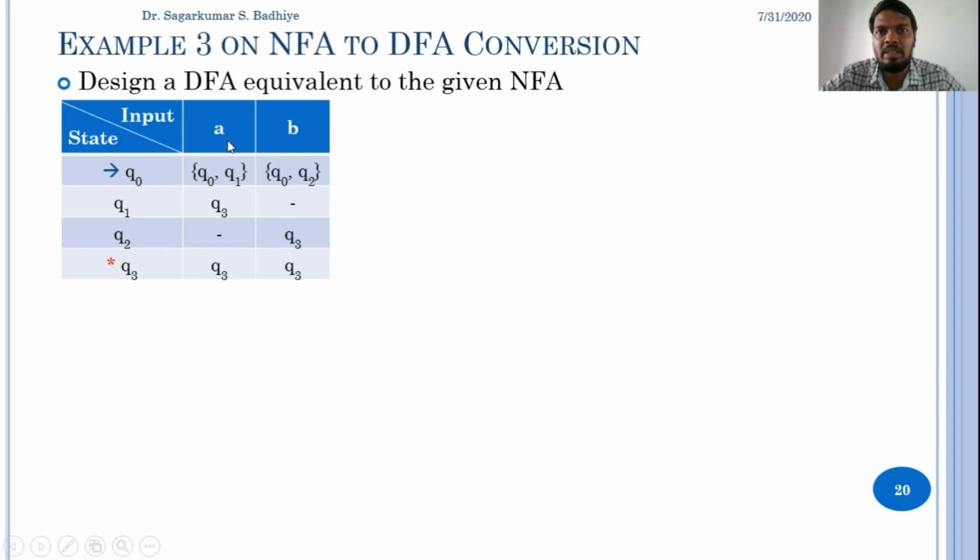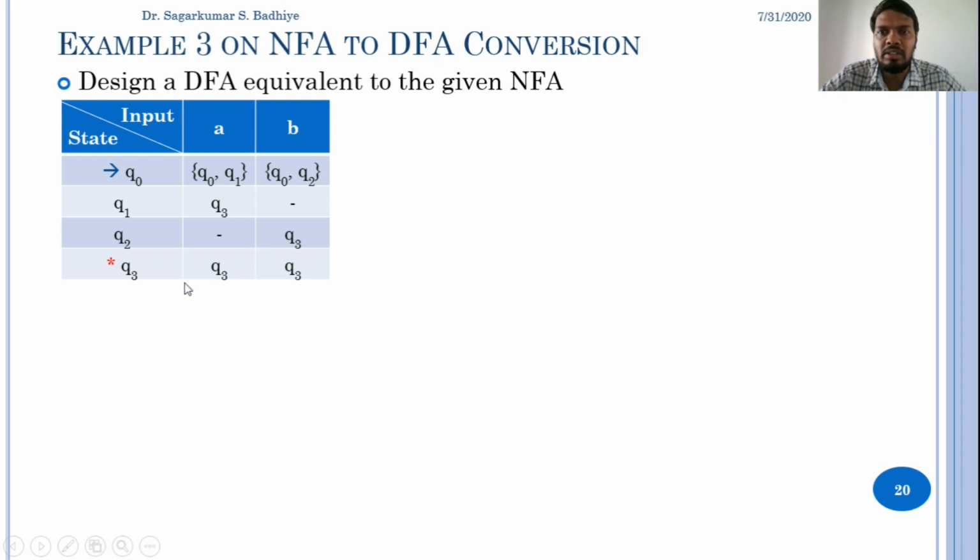Q2 on getting A as input transits nowhere, whereas Q2 on getting B as input transits to Q3. Q3 on getting A as input goes to Q3, and Q3 on getting B as input goes to Q3. So Q3 is a final state, hence it cannot be a dead state.